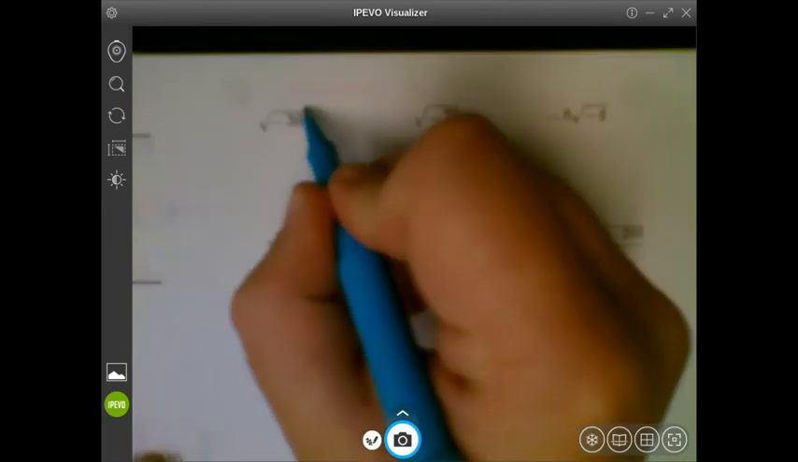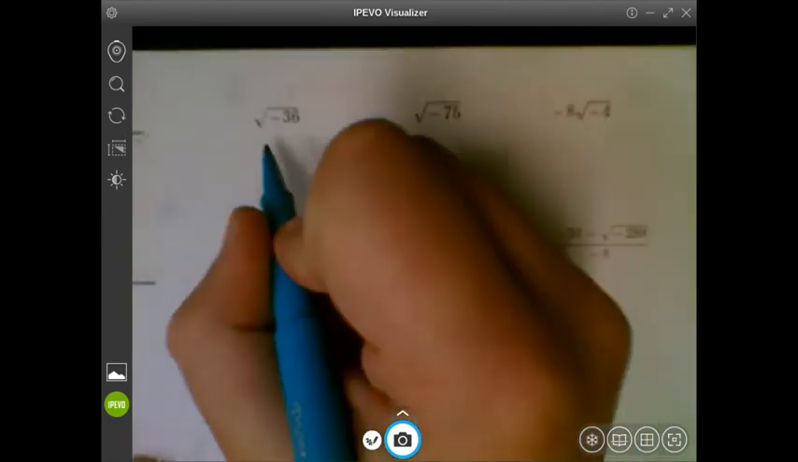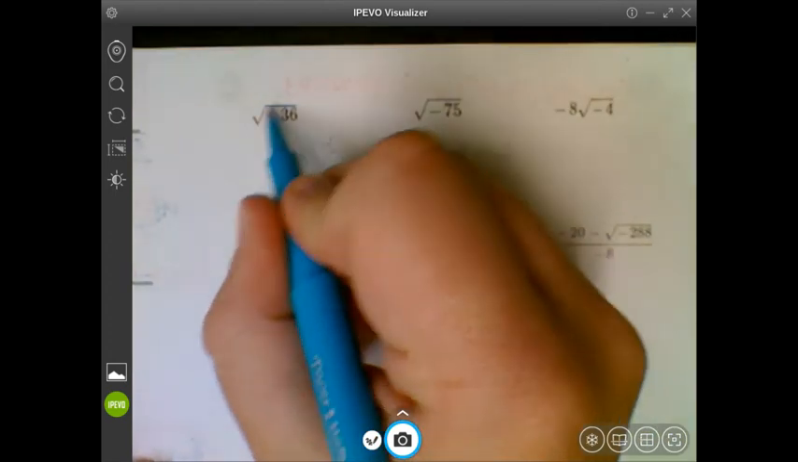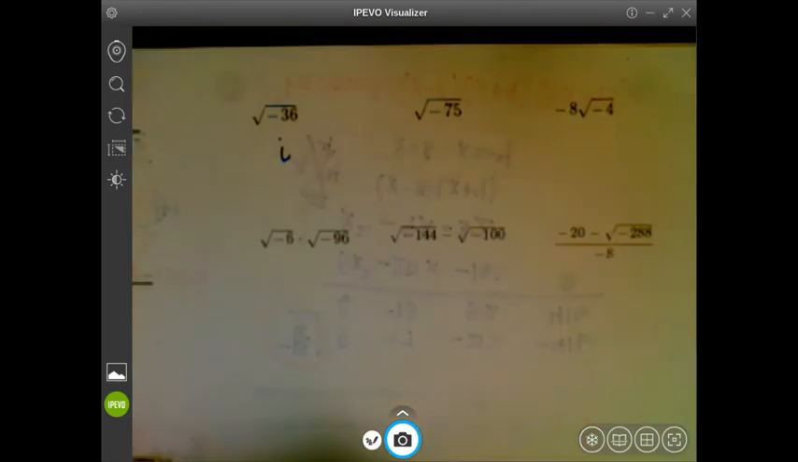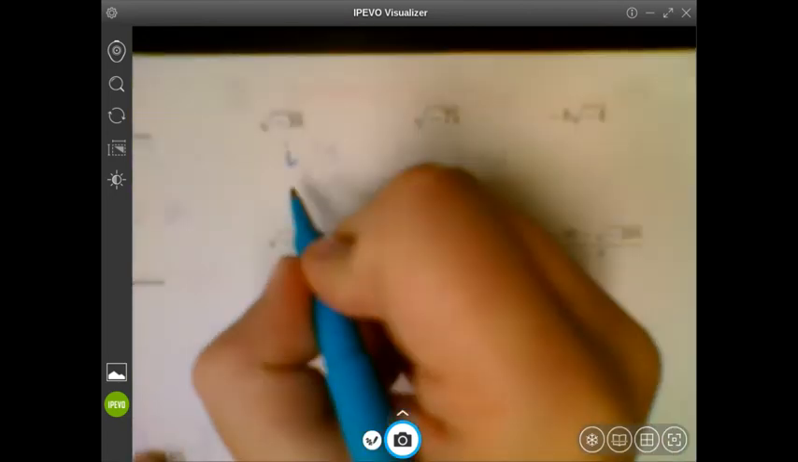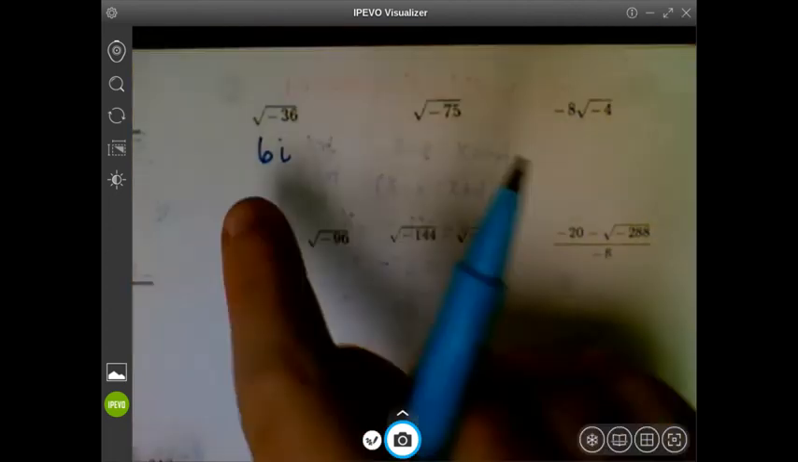If you are trying to take the square root of a negative number, instead of just saying we can't do it, we're going to denote that the square root of -1 is equal to i. The square root of 36 is 6, so the square root of -36, instead of saying nope, it's out, we're going to call it 6i.